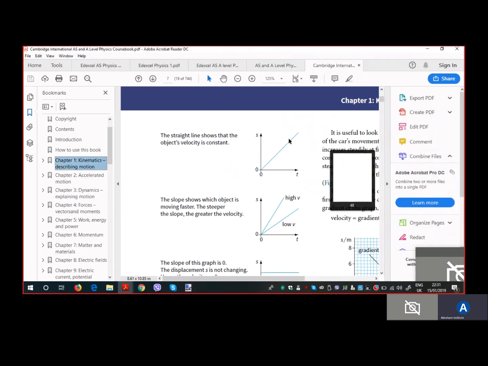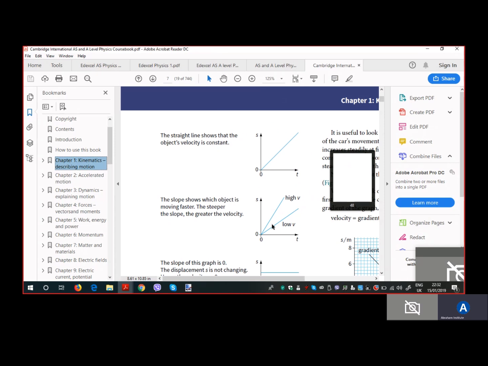Okay, so let's go back to this. Now this is a displacement time graph. Here the gradient is constant. That means, by the way, what is the gradient of a displacement time graph? What is the gradient of a displacement time graph? Displacement time. Yeah. It's velocity. So that means here the velocity is constant. Do you get it? Yeah. Okay, the velocity is constant.